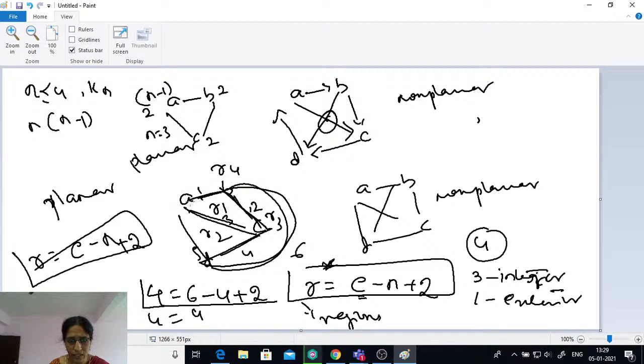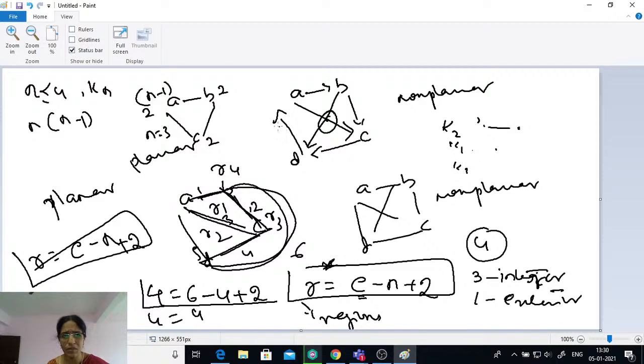Like this, suppose you observe here that the A to B edge is there, A to C and A to D. Now from B: A, D, C. From C: D, A, B. From D: A, B, C. So each and every vertex is adjacent to all the remaining vertices in the graph. Then we can call it a complete graph. So K2 is nothing but this, a complete graph. K1 is just one vertex.